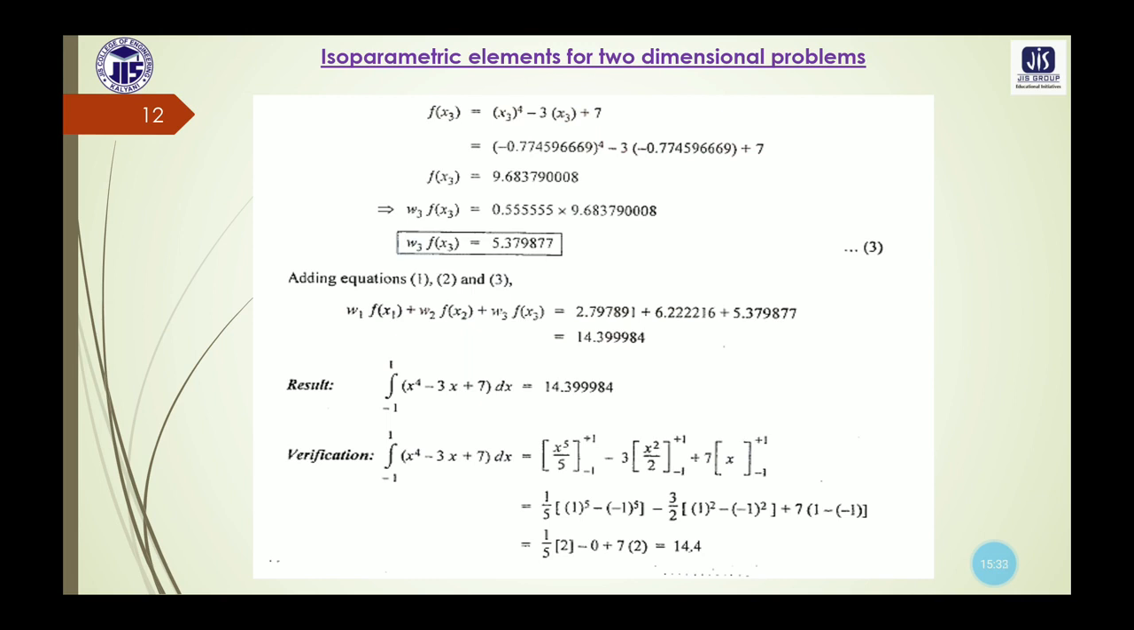In a similar manner, we need to calculate the value of f(x3). So f(x3) is x3 to the power 4 minus 3x3 plus 7. Putting the value of x3 here, we get f(x3) as 9.683. So w3 into f(x3) is now coming as 5.379, and this is our equation number 3.